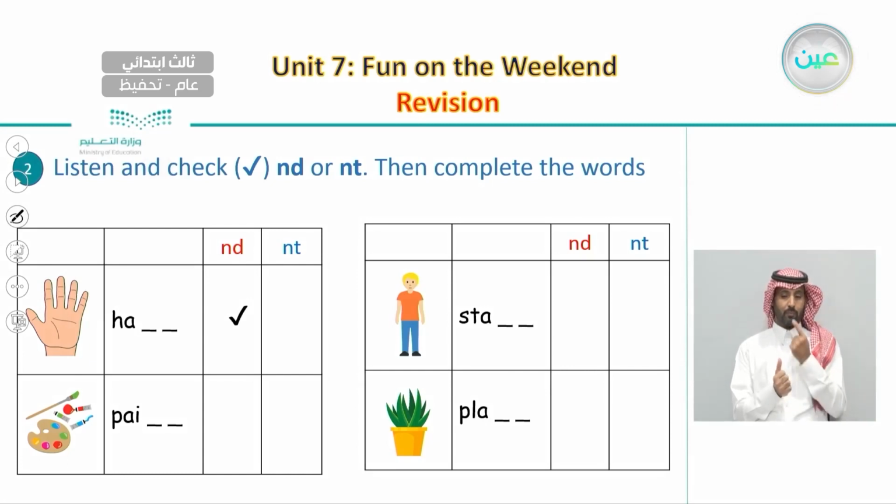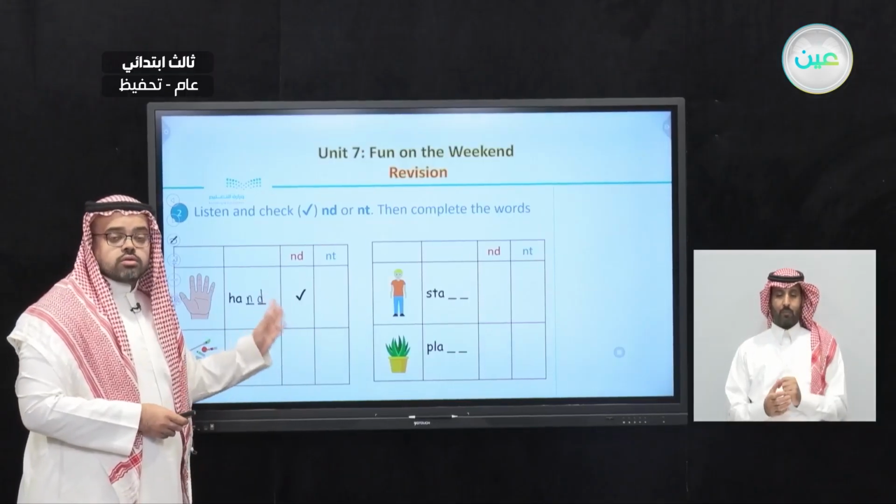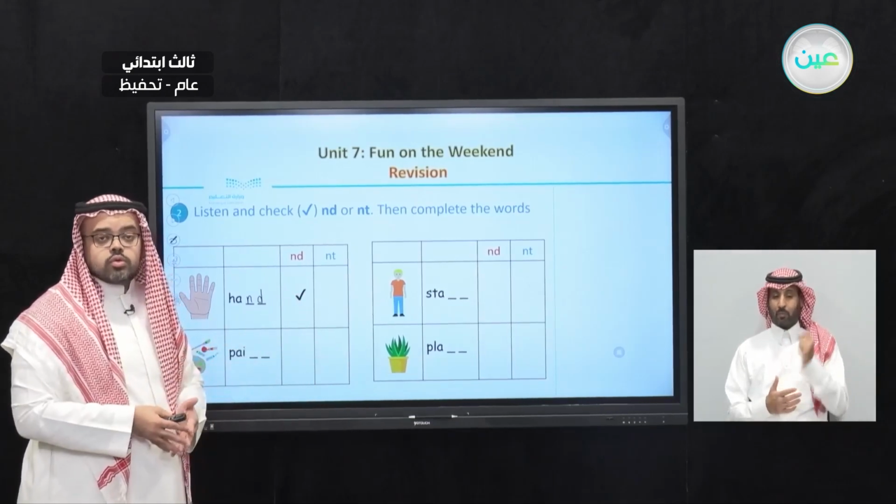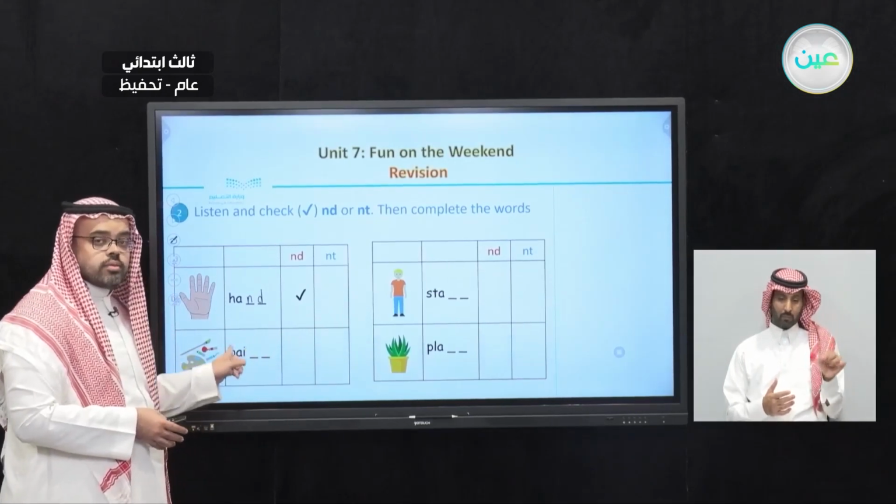As we can see here, the first word is hand. Say with me, hand, hand. Very good. So hand ends with ND, and this is why here we put the check mark. So we should go right here and complete it with N and D. Now, let's listen to the second word, and this time, once you listen, you should repeat after me and then put a check mark, whether under the ND or under the NT. And after we know which one, we will write them down here.